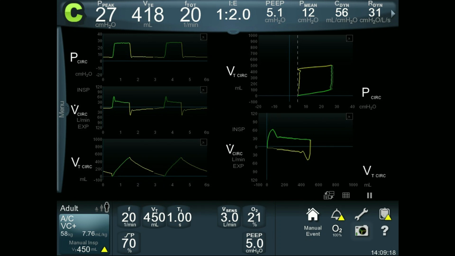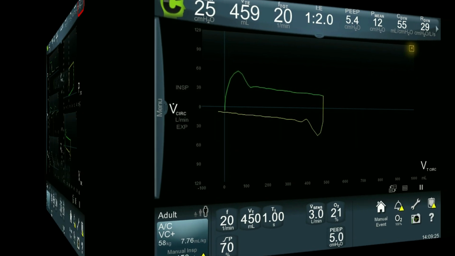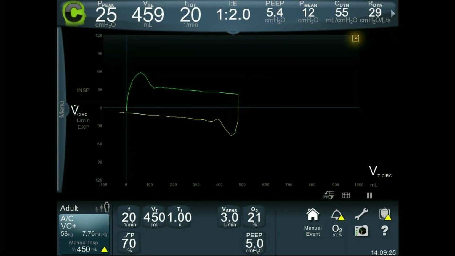This is an example of a patient who is biting on his or her endotracheal tube. Take note of the really high airway resistance. The flow volume curve demonstrates airway obstruction in inspiration and on expiration.